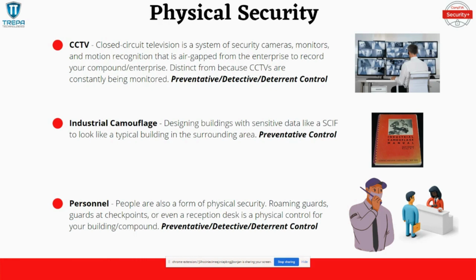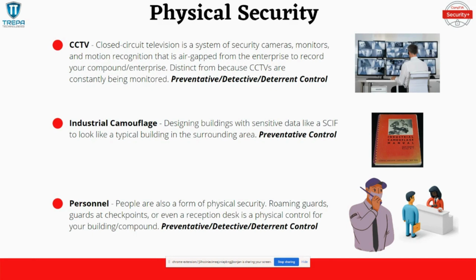And then industrial camouflage. This is a preventative control that designs sensitive buildings like a top secret SCIF to look like a typical building in the surrounding area. So this prevents anyone from thinking it's a SCIF or sensitive area and doing reconnaissance, right? Because it just looks like a regular old business building or office.